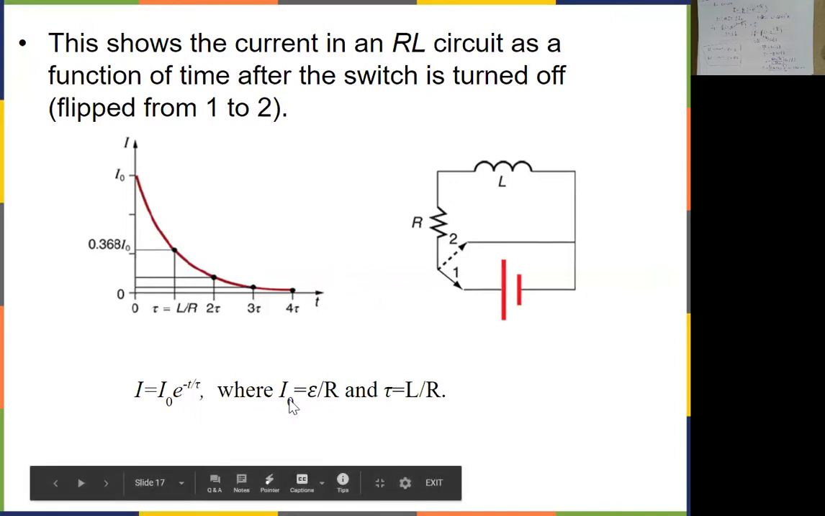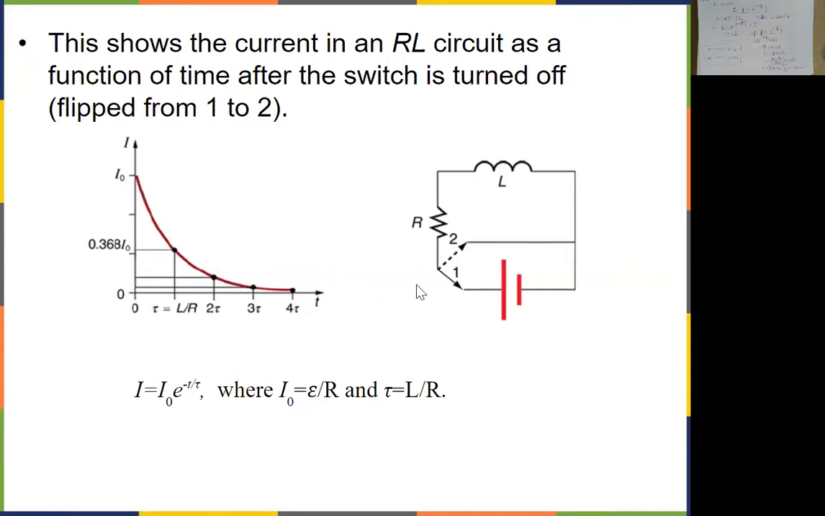Again, I0 is the initial current, which, if it was fully, let's say, quote charged, is equal to epsilon over R, and then again tau is L over R. So that's what we refer to as the discharging process for an inductor.